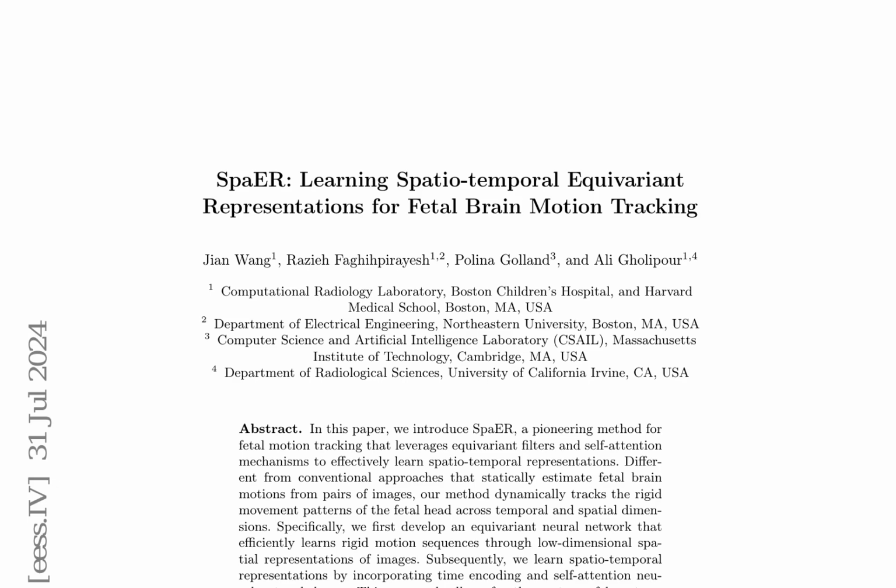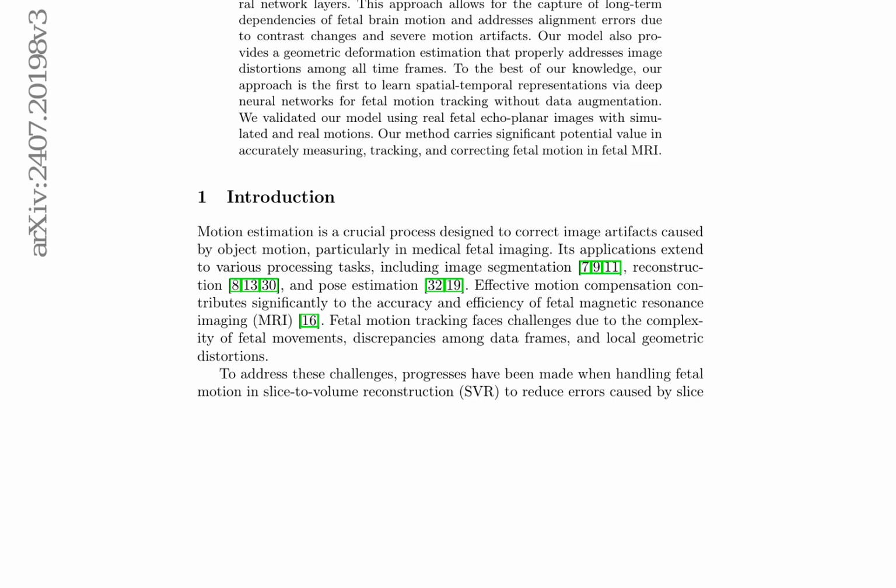representations of images. Subsequently, it learns spatio-temporal representations by incorporating time encoding and self-attention neural network layers. This approach captures long-term dependencies of fetal brain motion and addresses alignment errors due to contrast changes and severe motion artifacts. The model provides a geometric deformation estimation that properly addresses image distortions among all time frames.